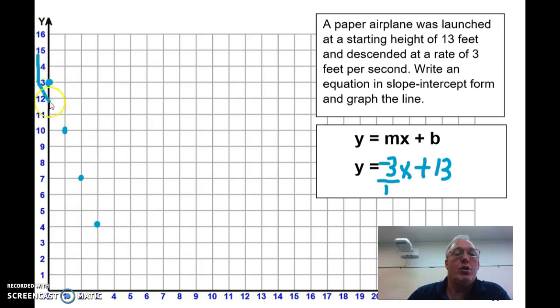And with your ruler, you want to draw a line connecting the dots. You can see I don't have a ruler. My line's crooked. But the bottom line is we took a story problem. We looked at the y-intercept and the rate. We wrote out an equation. We plotted the points and we drew a line. That's what we're asking you to do.